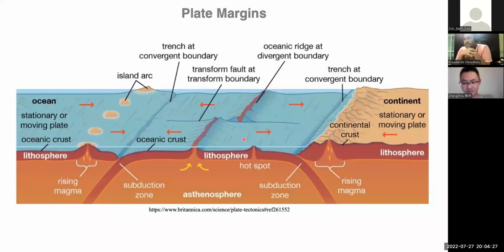If I dig a bit deeper into plate tectonics, this is a very classical image, which I take from Britannica, but we are all used to this, or some variant of this picture. It basically shows the convergent, divergent, and transform boundaries, and the subduction zone, the Andean type and the Pacific type.